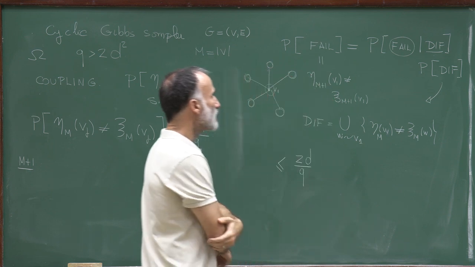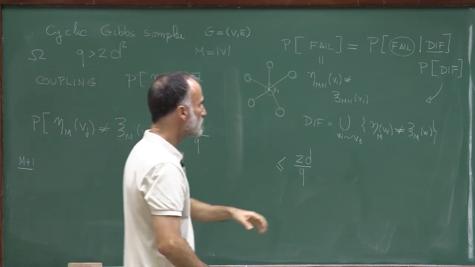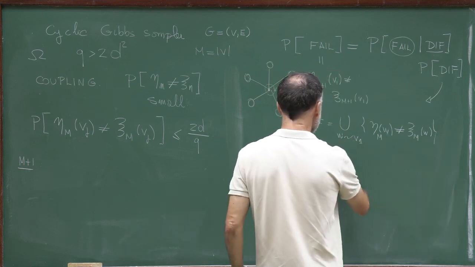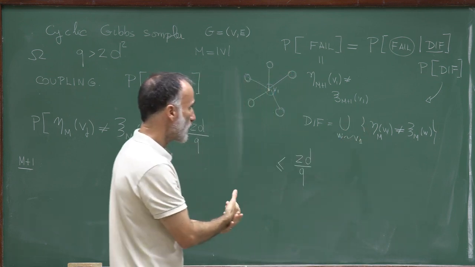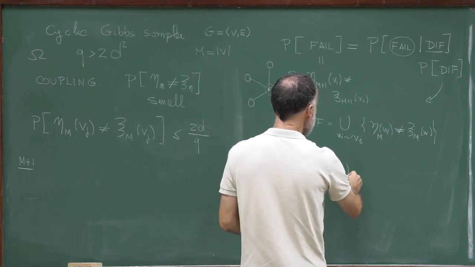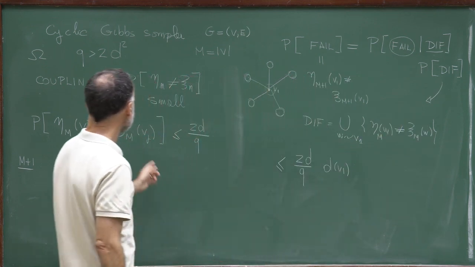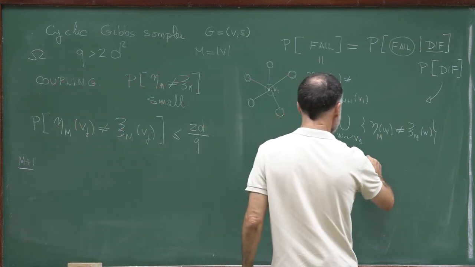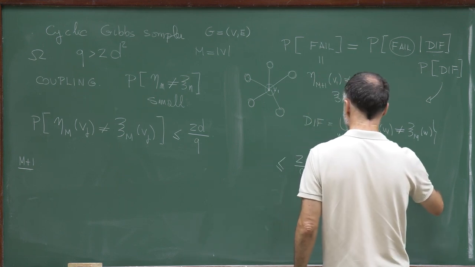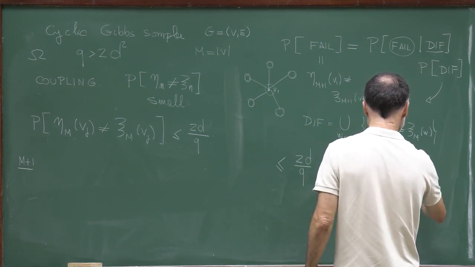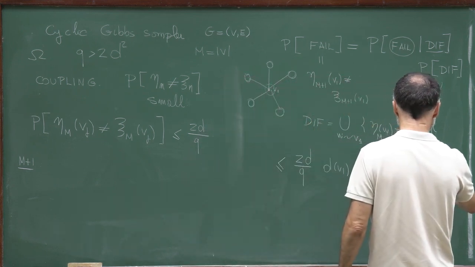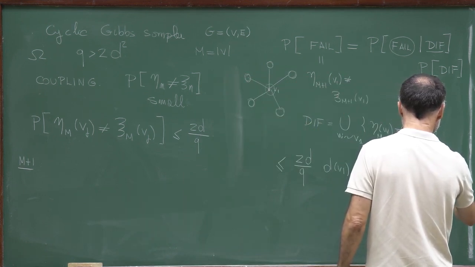So what is the probability that they differ? Well, the probability that they differ is the probability of this union. In this union, how many terms do I have? The number of terms is the number of neighbors, the number of neighbors d_v1. And this is multiplying this probability, but this probability is bounded by this quantity, so this is bounded by 2d/q. And therefore, this is equal to 2d/q, and let me bound this by d, and this is multiplied by 2d squared divided by q.